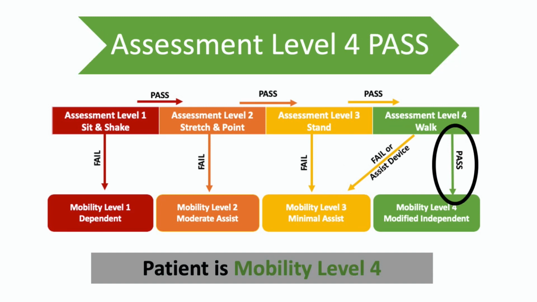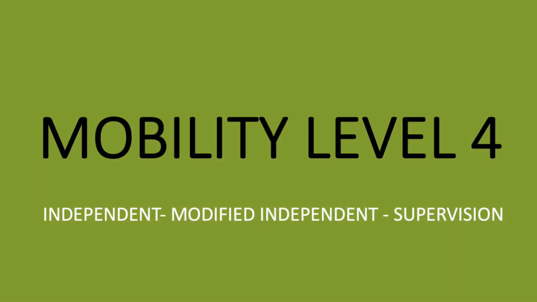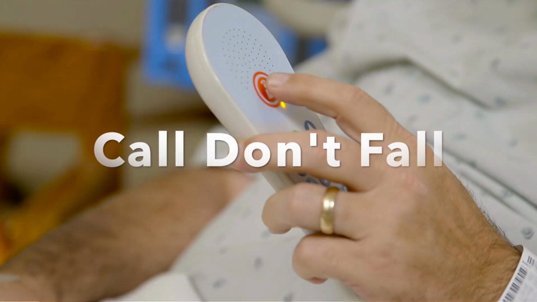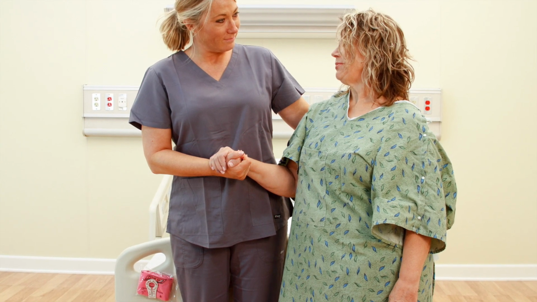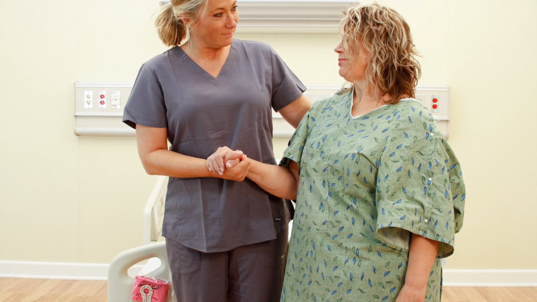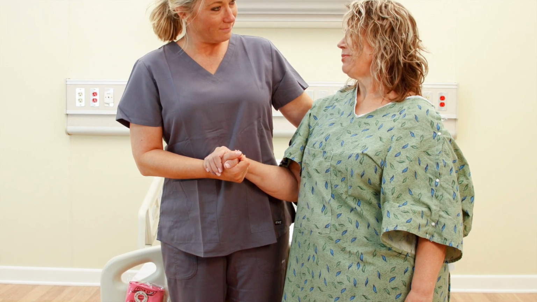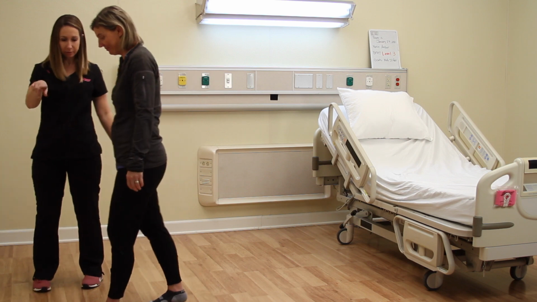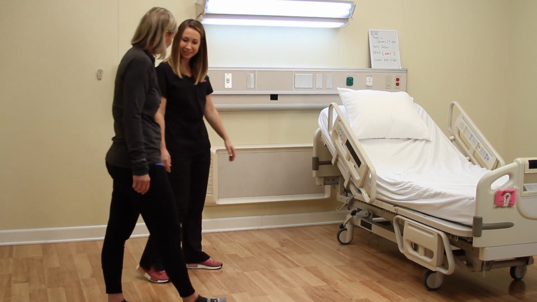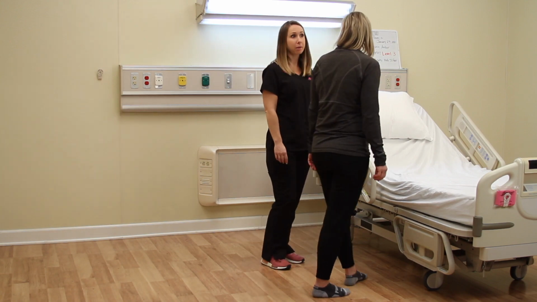If your patient is able to successfully complete assessment level 4, he or she is considered mobility level 4. This is considered independent, modified independent, or supervision. When educating on mobility level 4, be sure to include facility-specific protocols like call, don't fall, or other policies that require a caregiver to be present when a patient moves or mobilizes. Independent can mean very different things at every facility. Be sure to check with your facility about specific rules and protocols. If the patient is considered mobility level 4, even though it is not an official part of the BMAT, I always recommend taking the patient a few steps away and back from the bed, just to be sure.